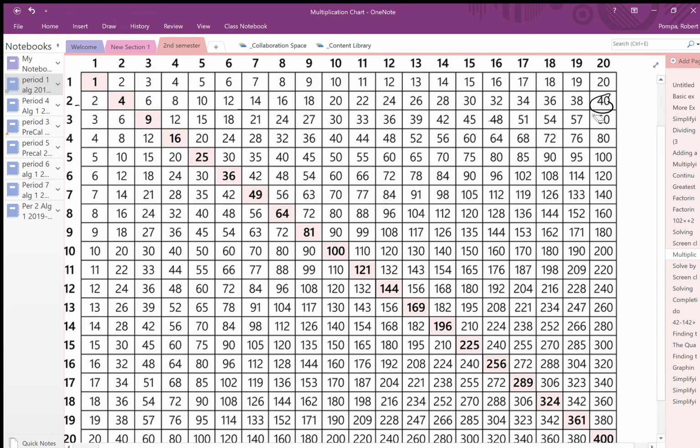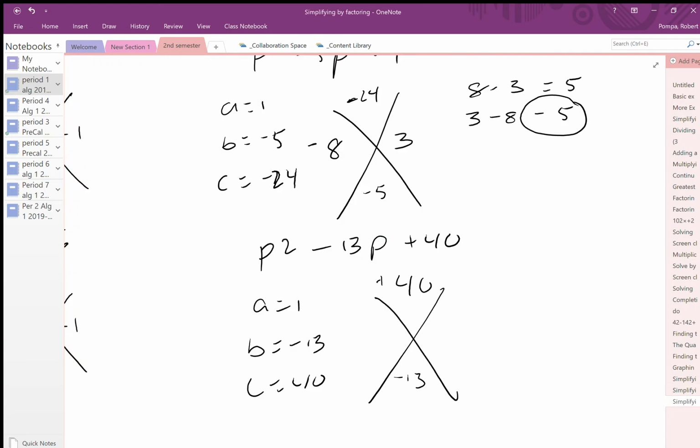20 plus 2 is 22. The 3's has no 40's. The 4's, let's see. 10 plus 4 is 14. How about the 5's. 8 plus 5 is 13. That's what we're looking for. 8 and 5. They're both negative.